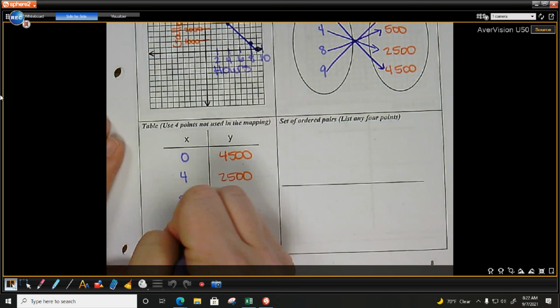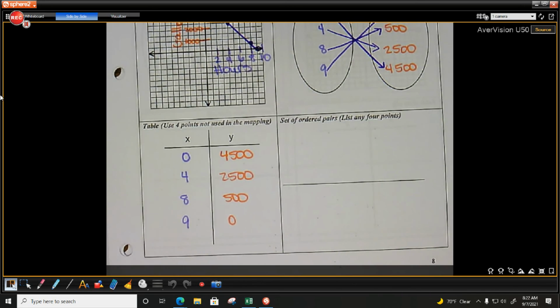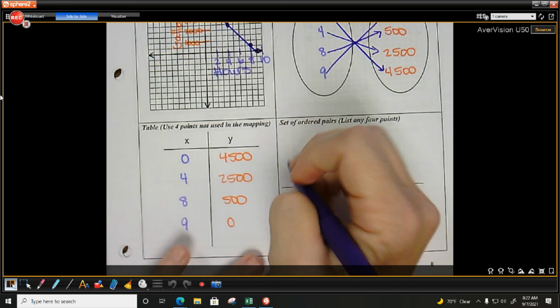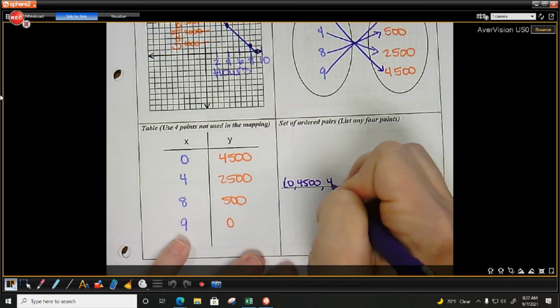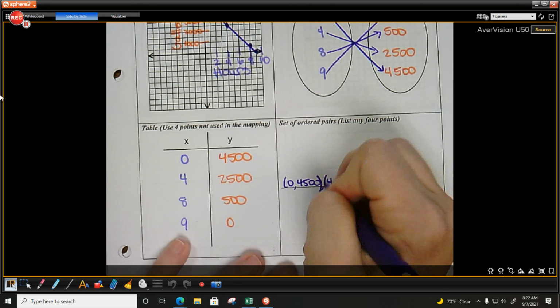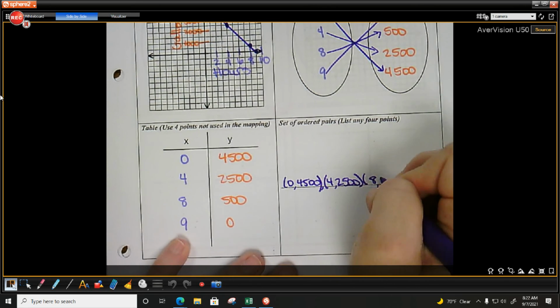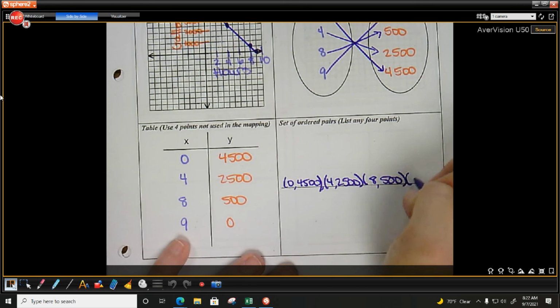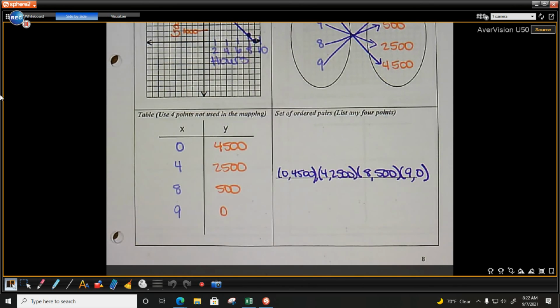Now we're going to write our ordered pairs. 0, 4,500. 4, 2,500. 8, 500. And 9, 0. We good? Okay, so we are done for notes for today.